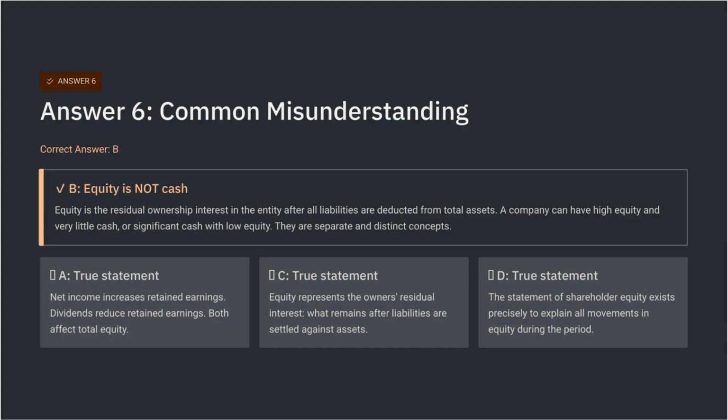Equity is the residual ownership interest after liabilities are considered. It is not simply the cash sitting in the bank. Option A is true because net income and dividends can affect retained earnings. Option C is true because equity is linked to owner's residual interest. Option D is also true because the statement of shareholder equity explains period to period movement.